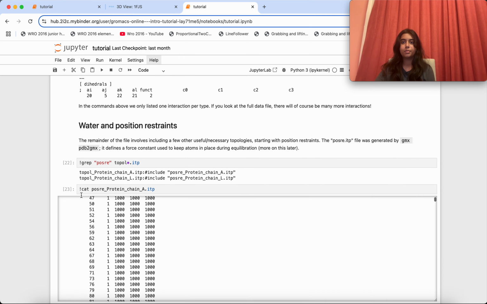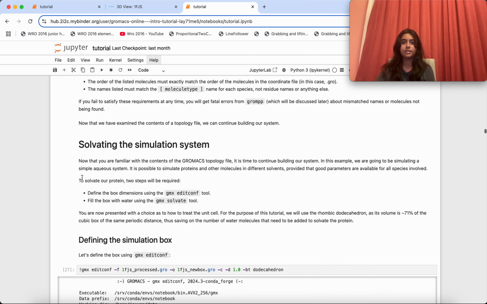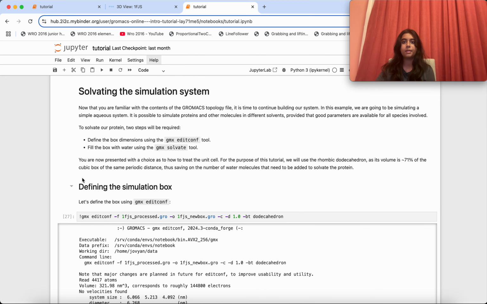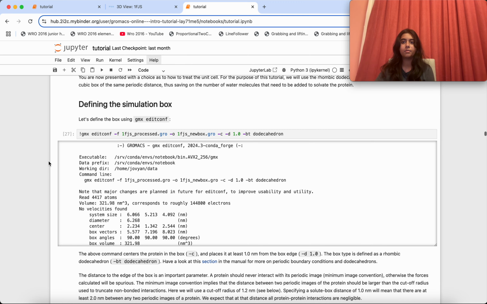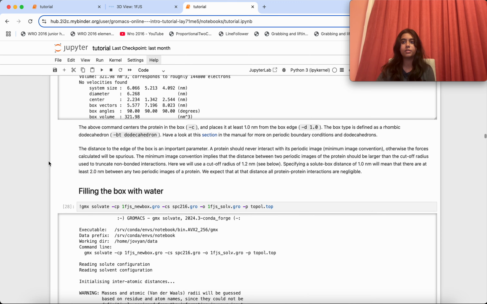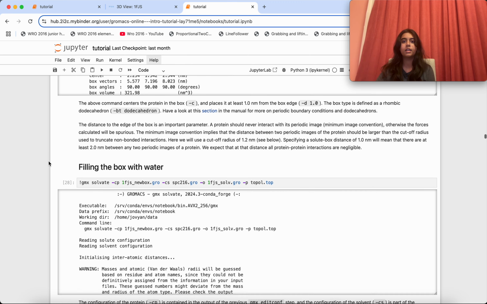The next big important step is solvating the system. Here, as I mentioned earlier, we use a simple aqueous solution with some ions. Essentially, we define a box and place the protein molecule properly so that spurious interactions with periodic images of the molecule are not introduced. We then fill the box with water molecules uniformly and visualize it.